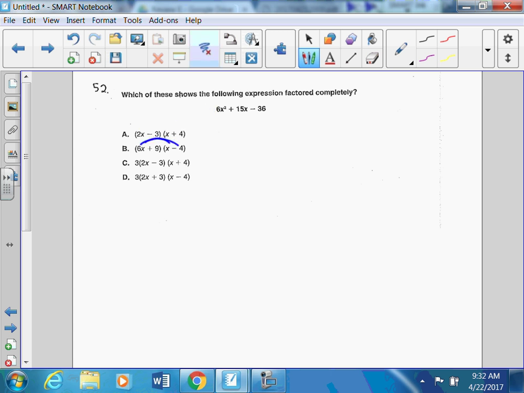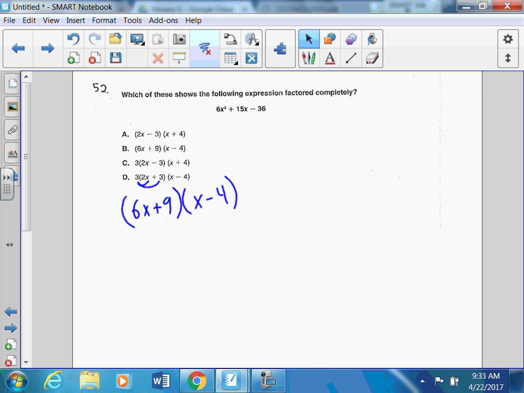FOIL this. Now, for C and D, you'd have to maybe distribute the 3 with everything here, and you get 6x plus 9, right? And then you take x minus 4. Let's just check D by FOILing. I took 3 and multiplied it with 2x, and 3 multiplied it with 3, and we get 6x plus 9. I still have the x minus 4 just hanging out over there. And now I'm going to FOIL that.